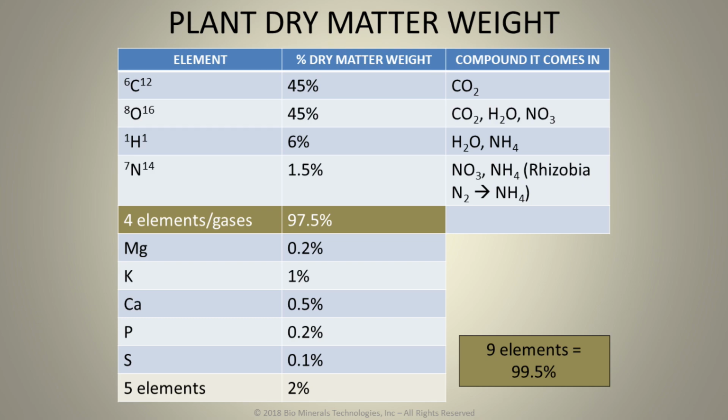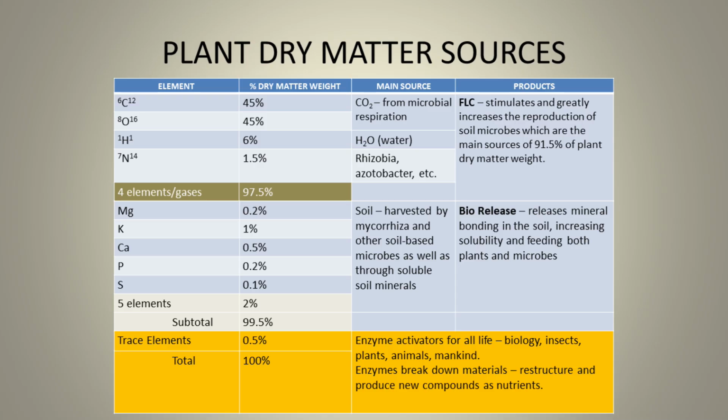Carbon, 45%. Oxygen, another 45%. Hydrogen is at 6%, and nitrogen between 1 and 1.5% of the plant's total dry matter weight. Carbon, oxygen, and hydrogen are atmospheric gases. Nitrogen is also an atmospheric gas.